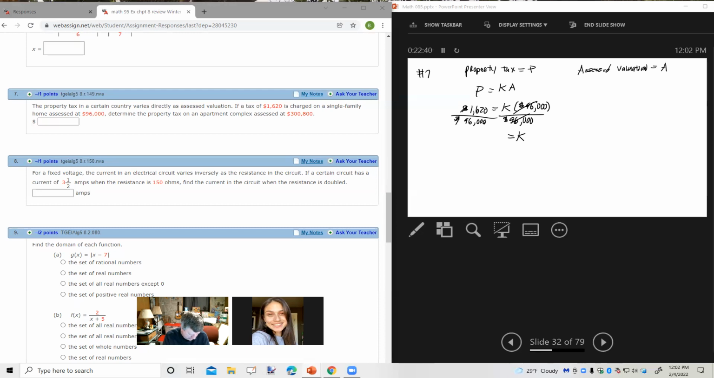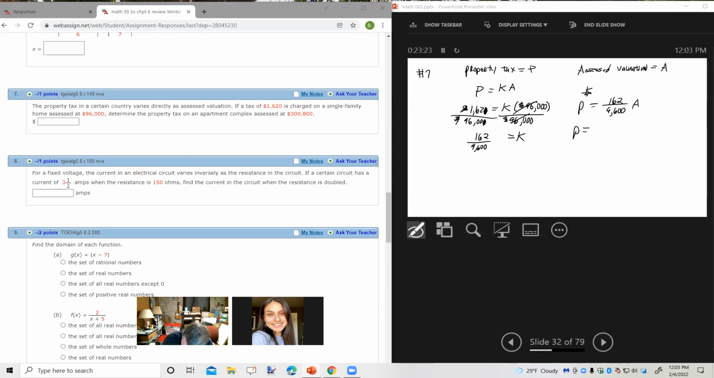1620 divided by 96,000. And I get, oh yeah, this is another one of those weird ones. Okay, so in that case, I'm going to go ahead and get rid of one of the zeros. K is going to equal 162 over 9,600. And again, I could reduce that down, but they're not really asking me in the final answer for K. So there's no big advantage to that. If they specifically asked me to find K in the problem, I would have reduced that down as far as I could.